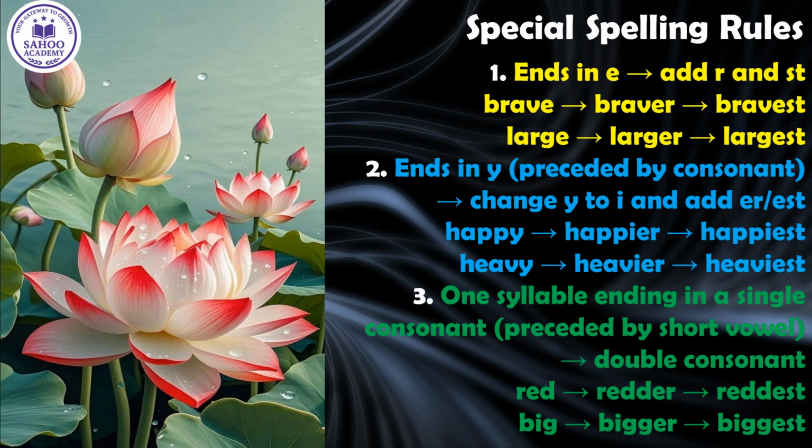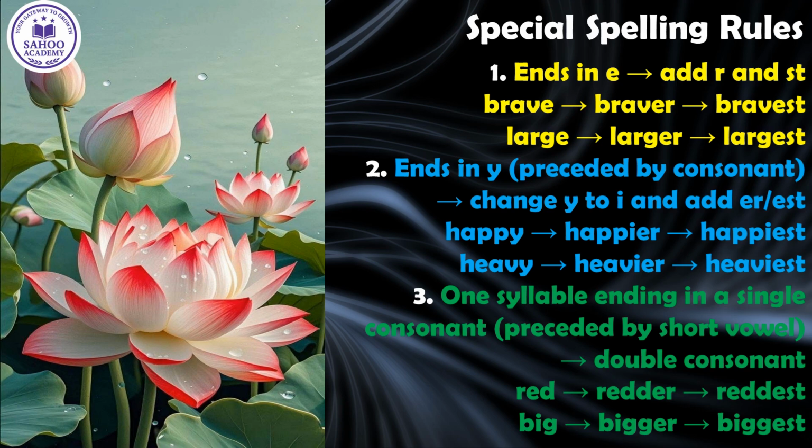Next, rule 3. If the adjective is one syllable and it ends in a single consonant and before that consonant there is a short vowel, then you double the last consonant. For example, red, redder, reddest. Look at the spelling, red, but redder. So another d has been added here. Similarly, big, bigger, biggest. So here we double d in red and double g in big. Clear? So these are the three important spelling rules we must remember while forming comparative and superlative degrees.